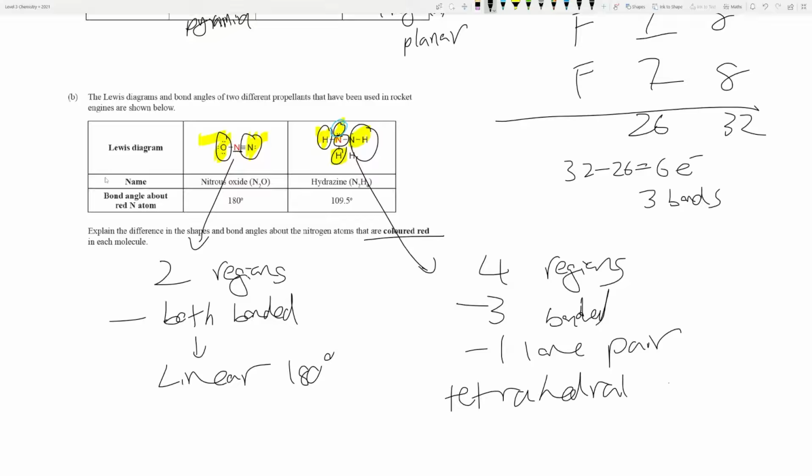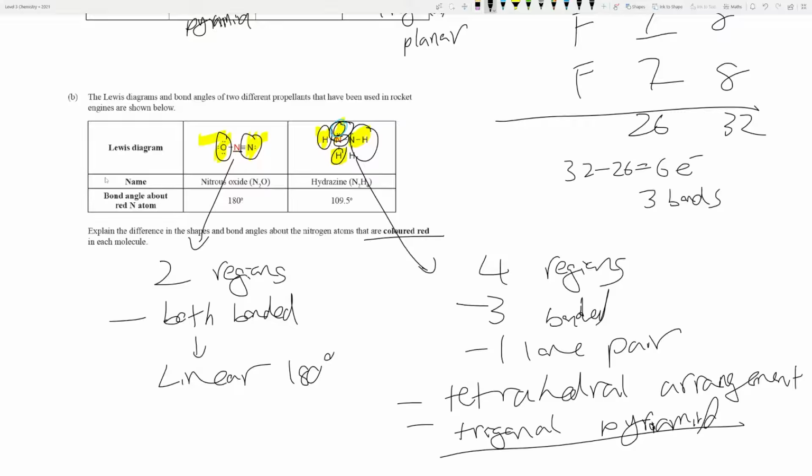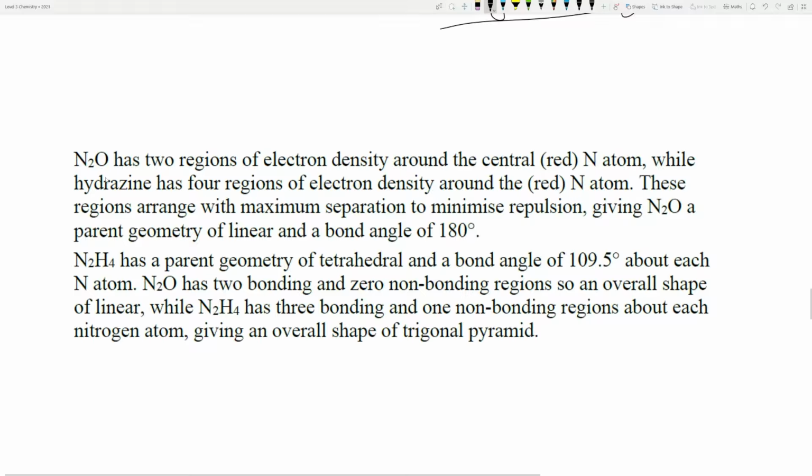tetrahedral arrangement. And people always get a bit confused about tetrahedral arrangement versus tetrahedral shape. The tetrahedral arrangement just means that you've got 4 corners. But because one of the corners is a lone pair of electrons, you can't see that. This is why this is a trigonal pyramid shape. The final shape, if you look with a powerful microscope, you're going to see the trigonal pyramid shape because you can't see one of the corners. If you look at the answers here, it's the same thing.